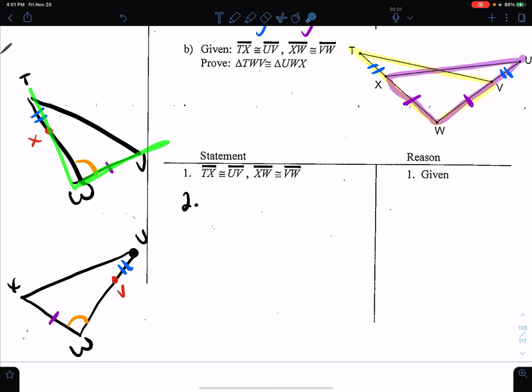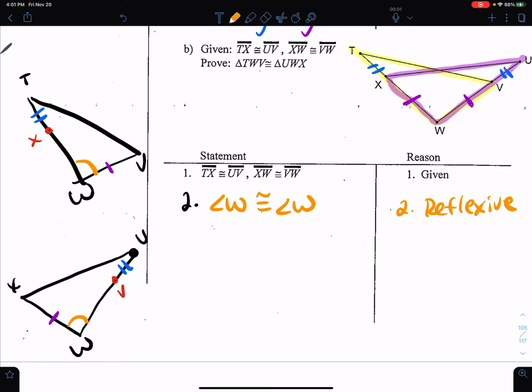I could call that TWV or TWU. So again, they share that angle. So with overlapping triangles, we can just say that angle W is congruent to itself because that's descriptive enough with just that one letter. And the reason we knew that is because of the reflexive property. And again, when you're using overlapping triangles, you'll want to use the reflexive property.